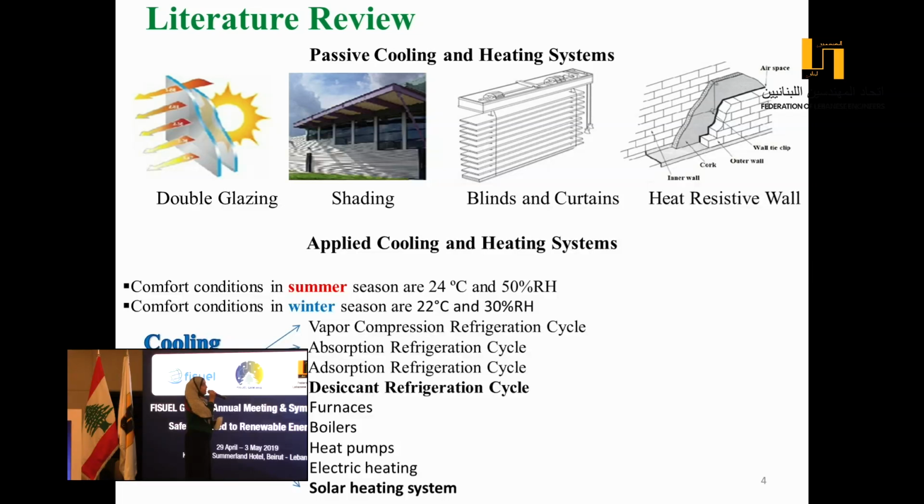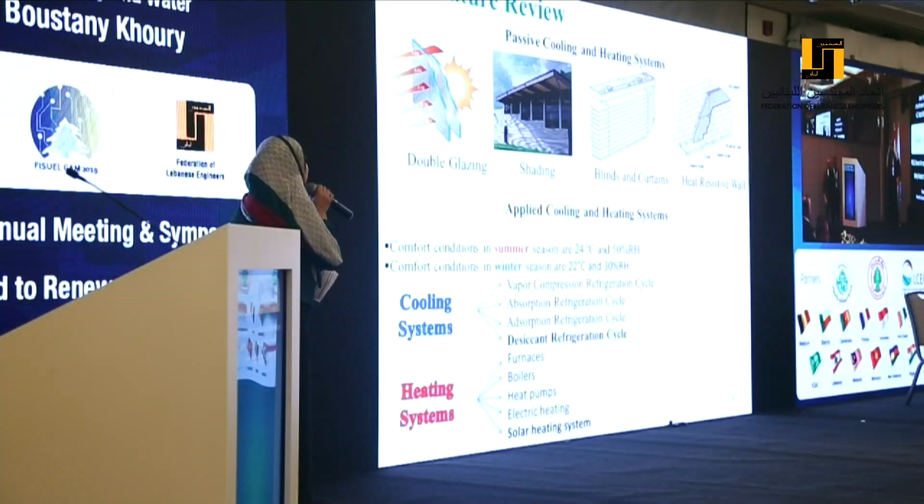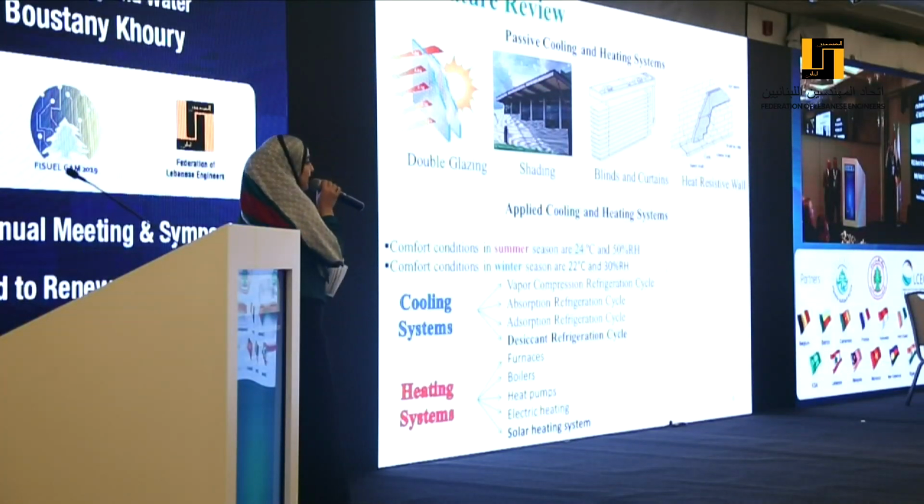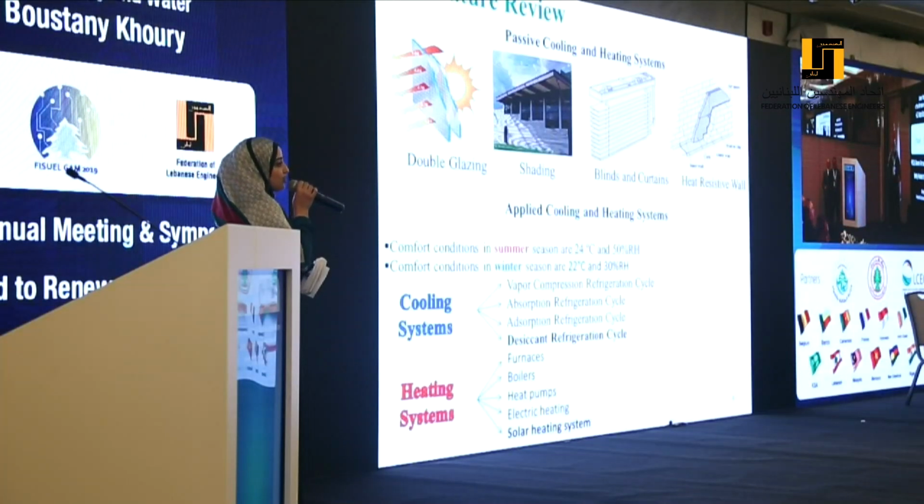We highlighted passive cooling and heating systems to reduce the cooling and heating loads. For example, the usage of double glazing and even the color of the glass itself can reduce the loads a lot. Second is the shading. Third is the blinds and curtains. Although these auxiliaries are decorative, they have a great effect in reducing the loads. And finally is the heat-resistive wall, a double wall using a resistive material like cork or just keeping an air gap.